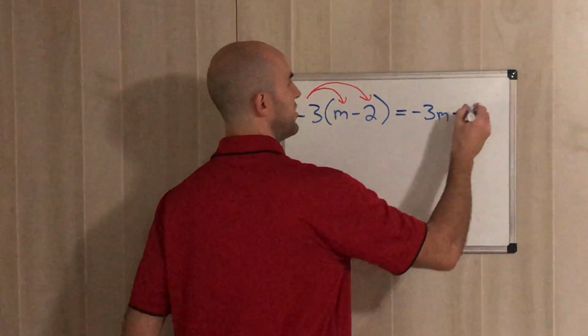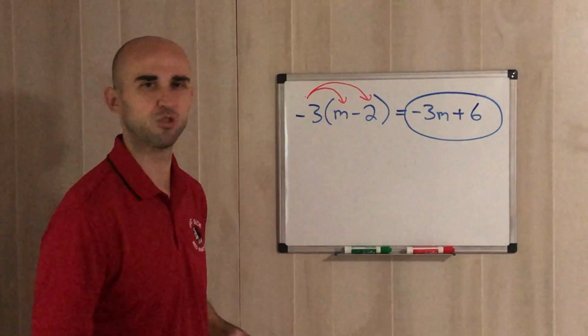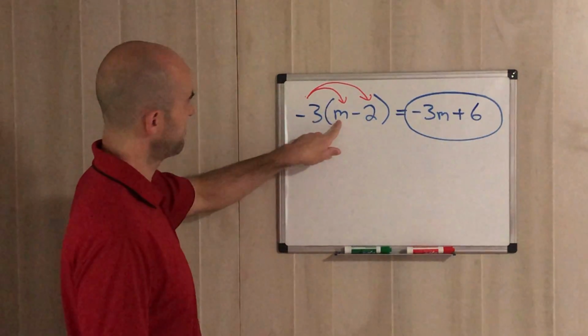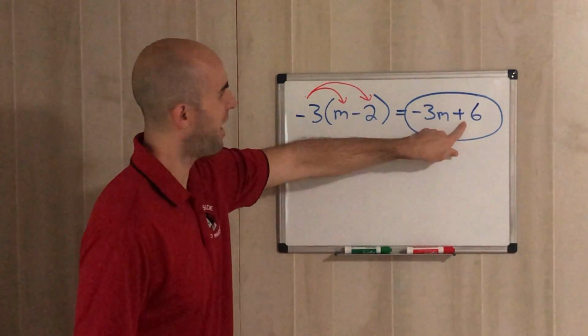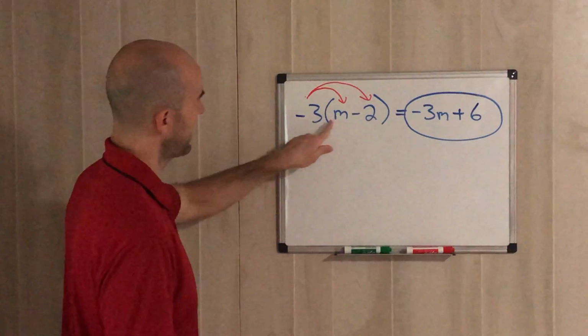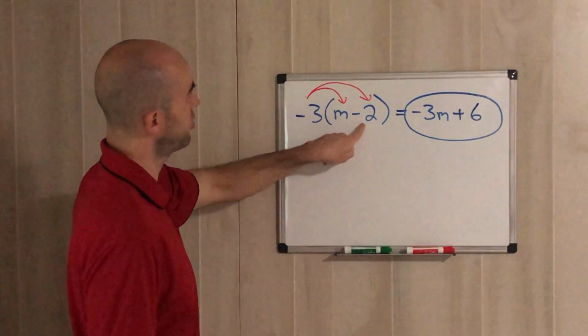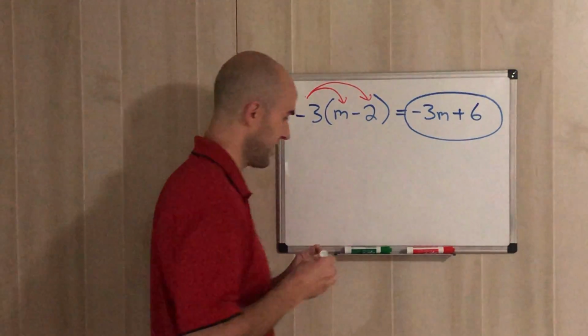And that's the one issue that people make a lot of times. It's not the numbers, it's not the terms, it's not distributing, it's the negative sign. So remember, a negative times a positive was a negative, and a negative times a negative gives us a positive. So negative 3 times m is negative 3m. Negative 3 times negative 2 is positive 6. Careful with the negatives, guys.